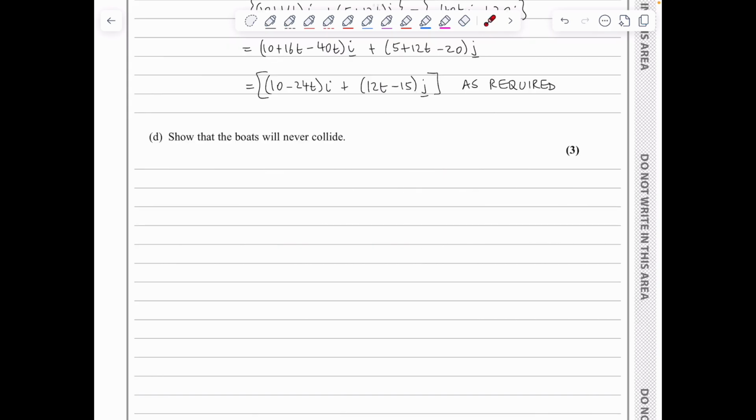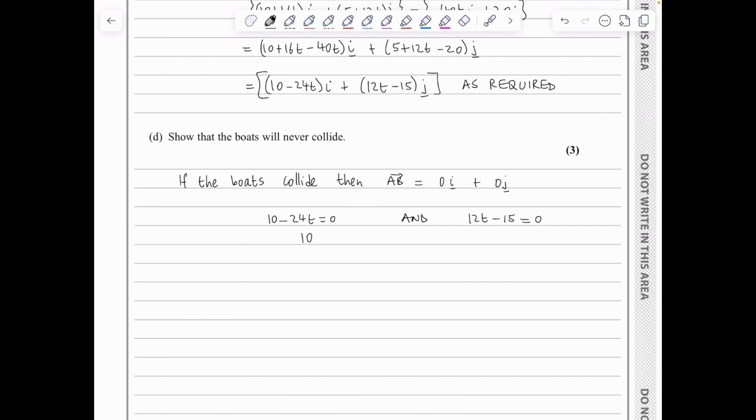In part D, we need to show that the two boats will never collide, and for the boats to collide, this simply means that the vector AB is exactly 0, and this means that the i component should be 0 and the j component should be 0 as well. So we've got 10 minus 24t is equal to 0, and at the same time we need 12t minus 15 to be equal to 0.